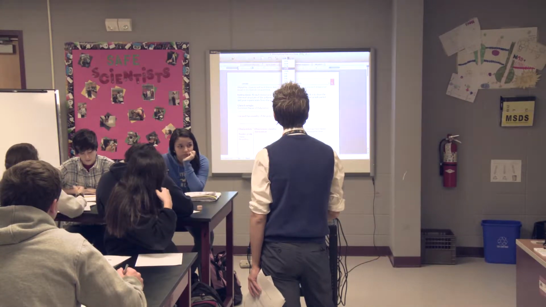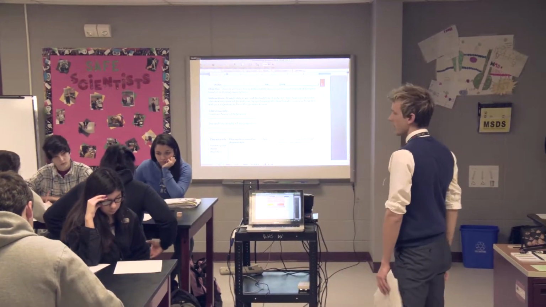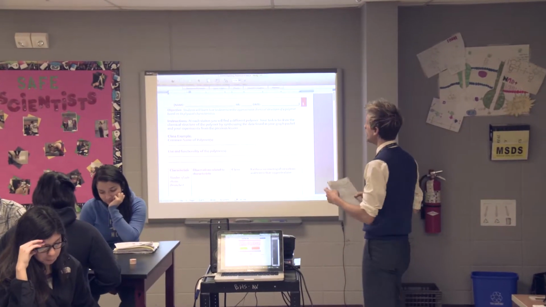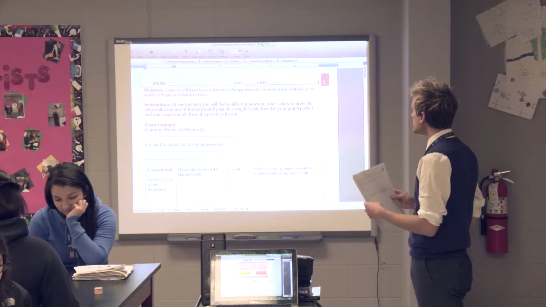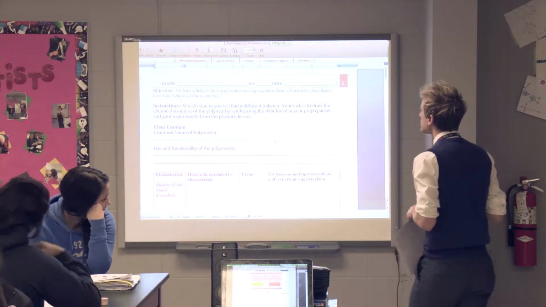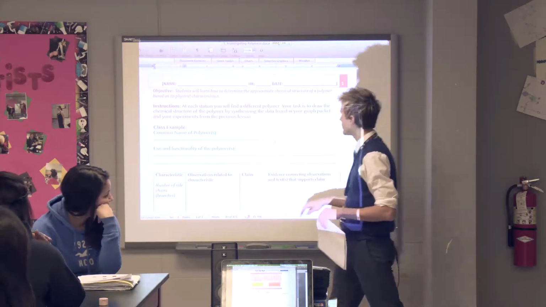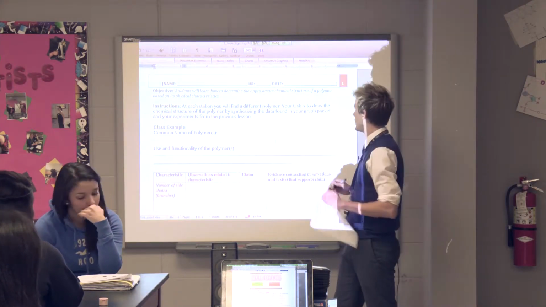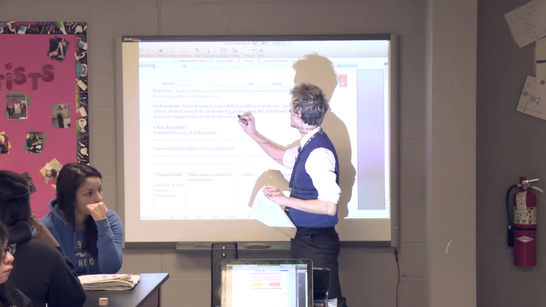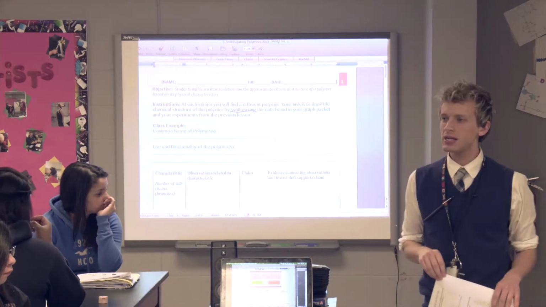And let's read the instructions. So this is where we're going to meet our objective for today, which, as a reminder, is how to determine the approximate chemical structure of a polymer based on its physical characteristics. At each station, you're going to find a different polymer. So I have them in the back, and I'll bring them up front in a second to you. Your task is to draw the chemical structure of the polymer by synthesizing the data found in your graph packet, this guy here, and your experiments from the previous lesson. Synthesizing is an important word here. Okay, so if I'm going to synthesize information, what am I going to do with that information?